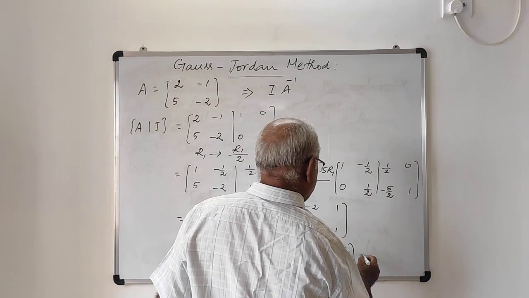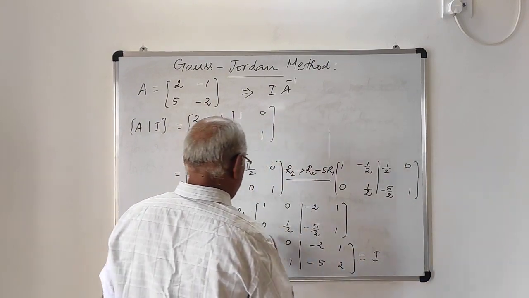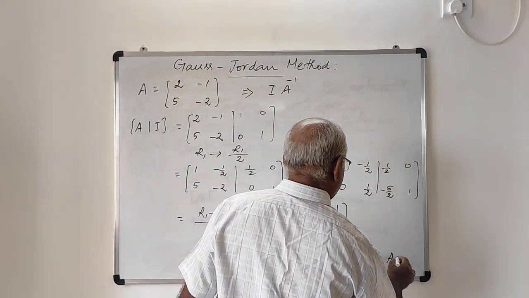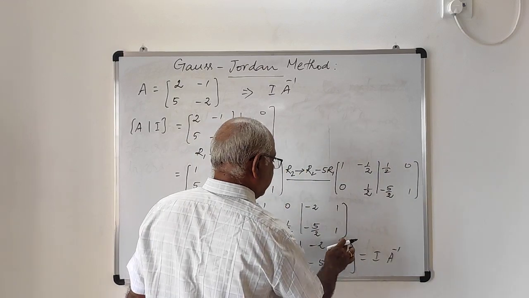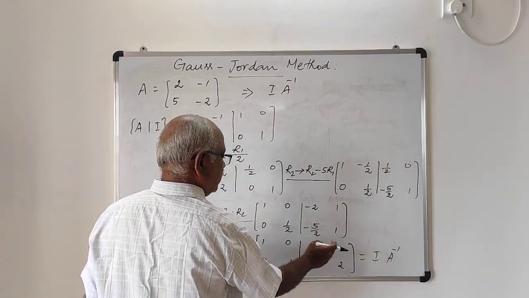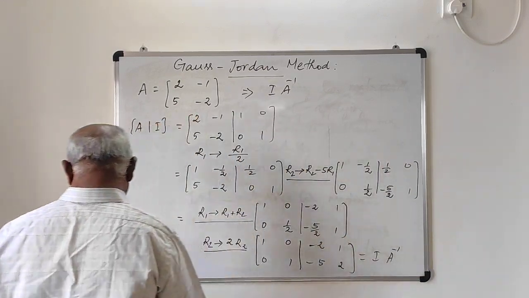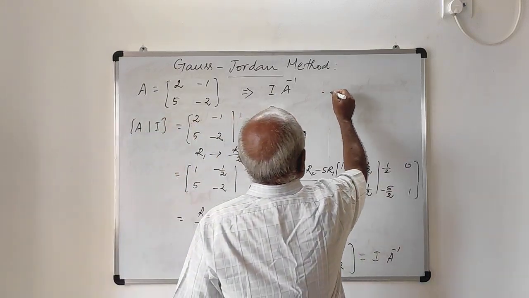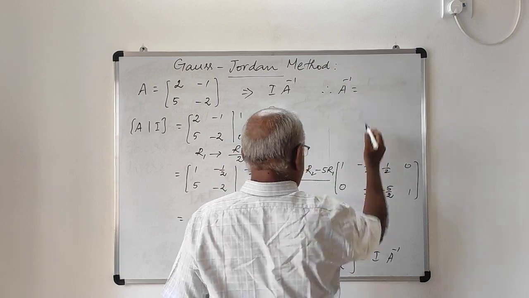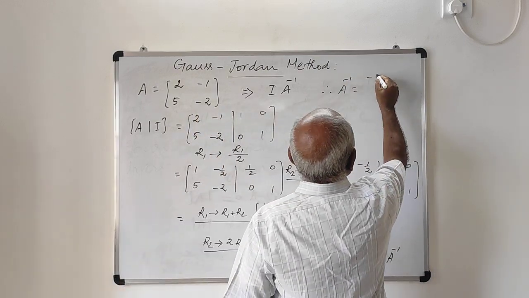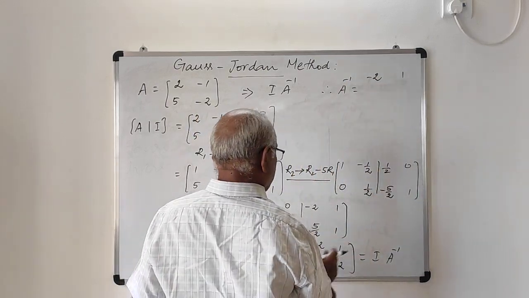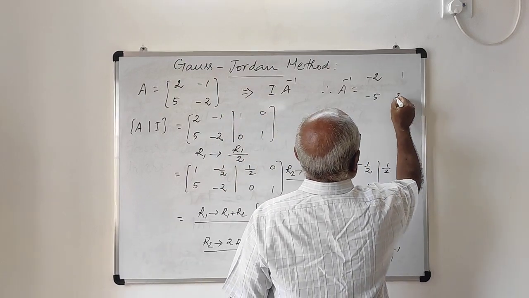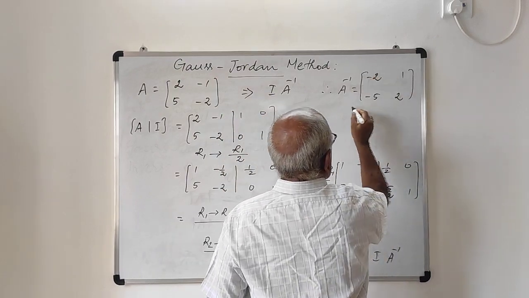It becomes I2, 1 0 0 1, into A inverse. Therefore A inverse is this matrix. A inverse is minus 2 1 minus 5 2. Therefore the answer for A inverse is the right hand side matrix, minus 2 1 minus 5 2. That's all about the inverse of the given matrix A.